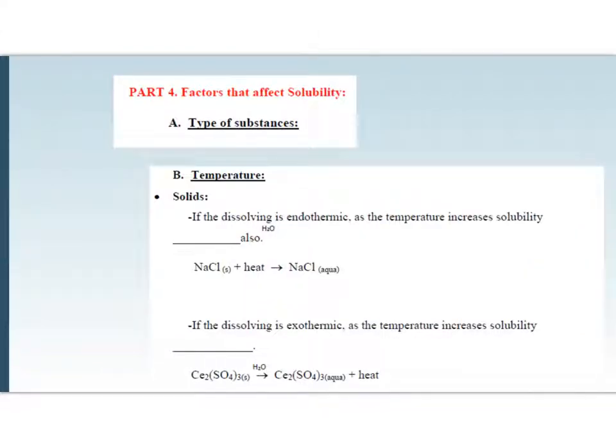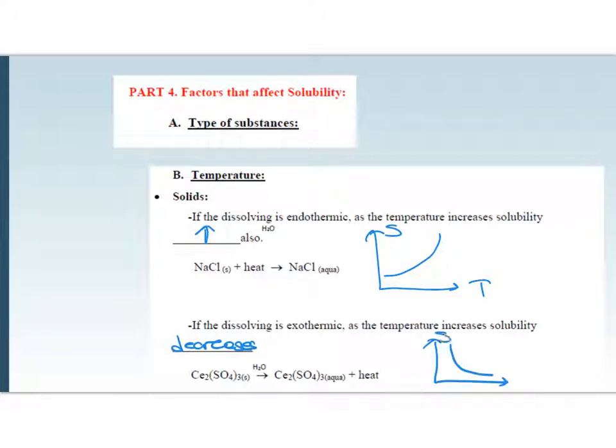Factors that affect solubility. First, type of substance. Type of substance means polar can be dissolved in polar solvents and non-polar can be dissolved in non-polar solvents. Again, like dissolves like. What about temperature? If the dissolving is endothermic, as the temperature increases, solubility increases also. So you're going to have a graph like this for solubility versus temperature. If it's exothermic, when the temperature is increased, solubility decreases. So you're going to have a graph just vice versa, an inverse relationship.